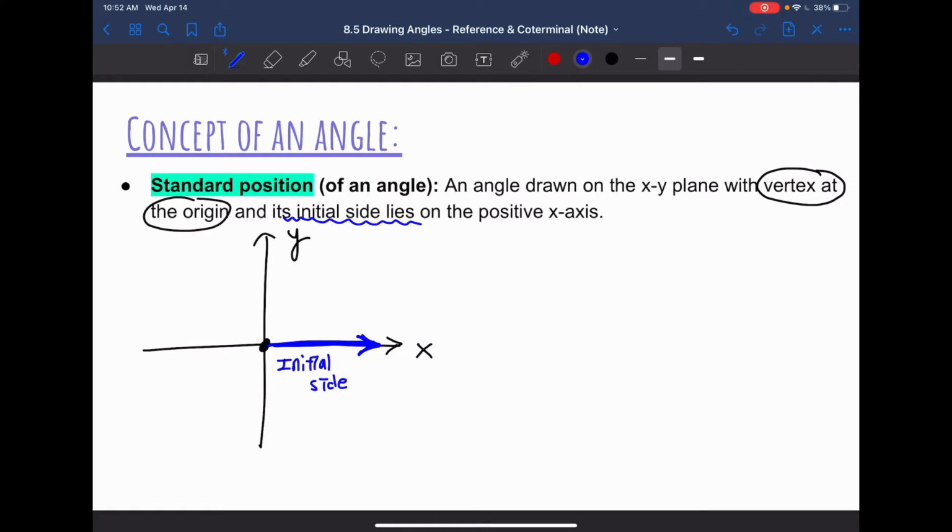Something called the terminal side, which is where your angle stops. Let's just say your angle stops right here. Terminal side, it doesn't really matter where. Let me redraw. Okay, and let's label this, this is your terminal side. Then we are talking about this angle. That's going to be your angle, right? Let me just draw this.